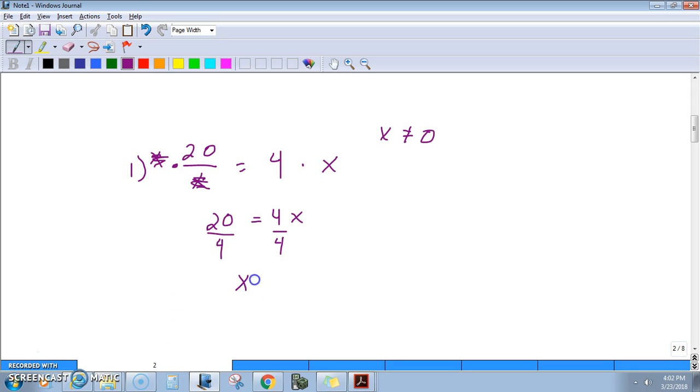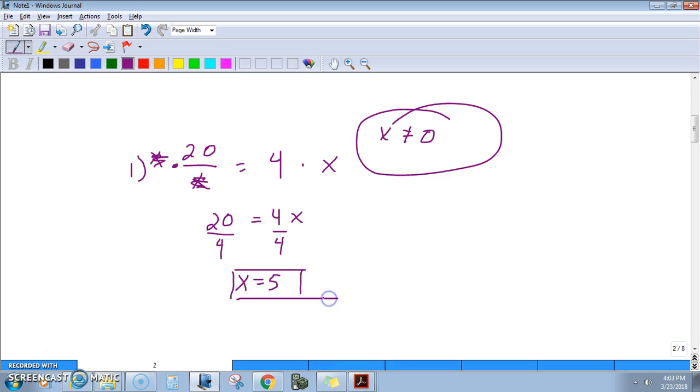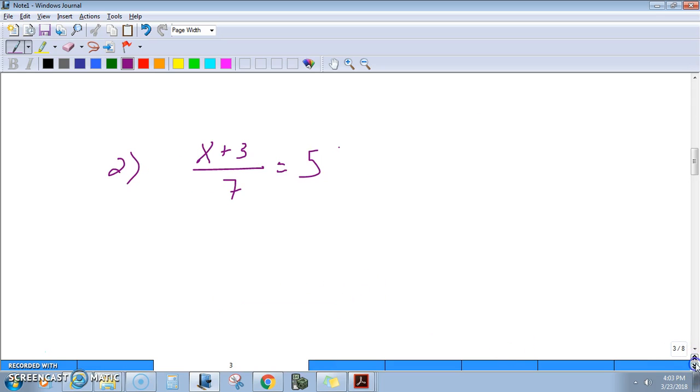And we get x is equal to 5. And since that is not one of our restrictions, that is a solid answer. Okay, so number 1, x equals 5. All right, question number 2.